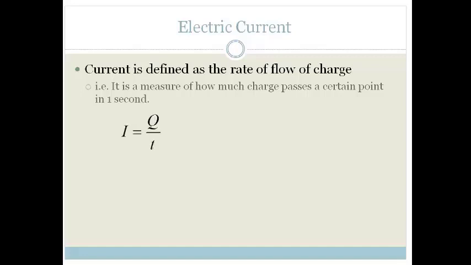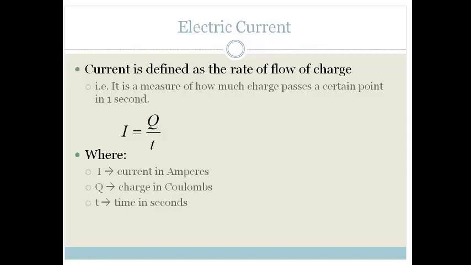The equation for it is I is equal to Q over T, where I is current in amperes, Q is charge in coulombs, and T is time in seconds. Please note that these are the SI units. So 1 ampere can therefore be defined as 1 coulomb per second.